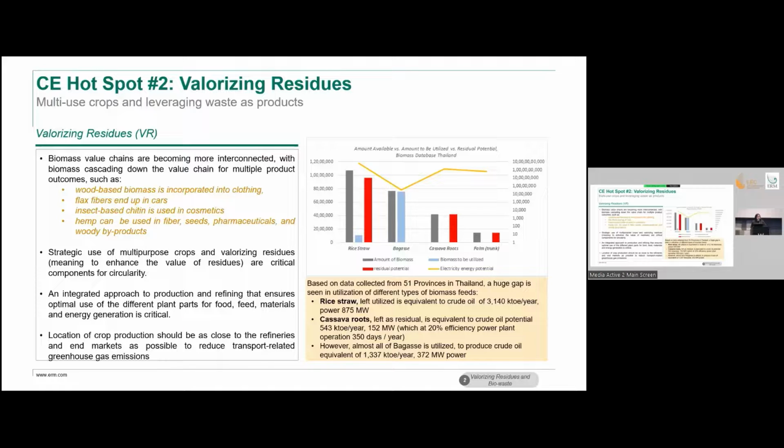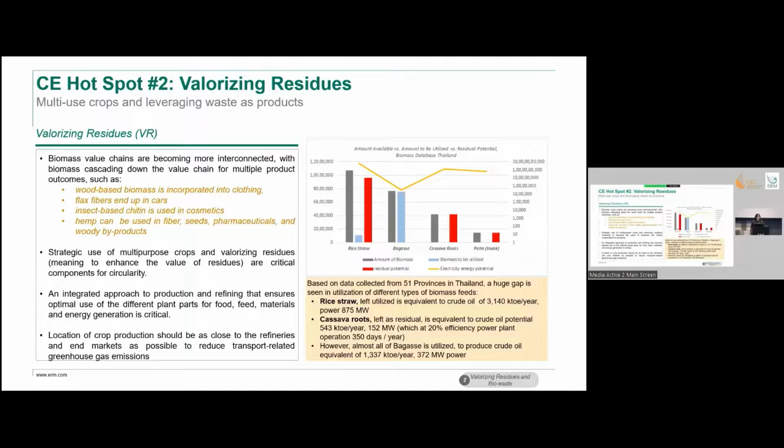What is very interesting for Thailand is that based on the data collected from almost 51 provinces in Thailand, there are some highlights given on this slide. For example, there is as much rice straw left, which can produce crude oil equivalent of 3,000 kilotons per year, powering almost 800 megawatts, but it is unutilized. Similarly, there are as many cassava roots left, which can power up to 152 megawatts, which is equivalent to 20% efficiency of a power plant for 350 days a year. However, this is left unused.